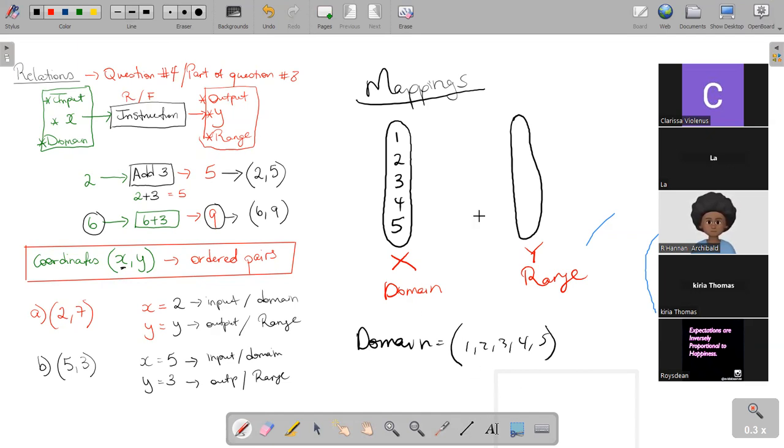Now, if I am using relations, which is add 3, so every number, let me use a straight line. Every number is connected to this number over on the other side by a specific rule.